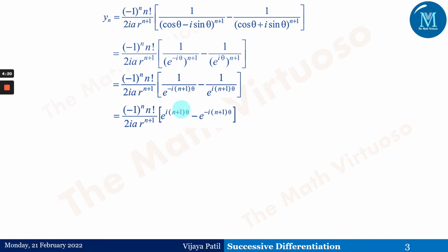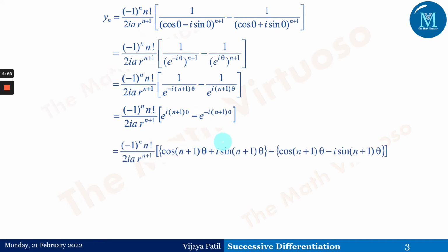While taking it to the numerator, the minus becomes plus and the plus becomes minus. Going back to cos and sin theta, you can check from this step that the cos of (n plus 1) theta terms with minus and plus signs go off. You remain with 2i sin of (n plus 1) theta along with the factors outside the bracket.